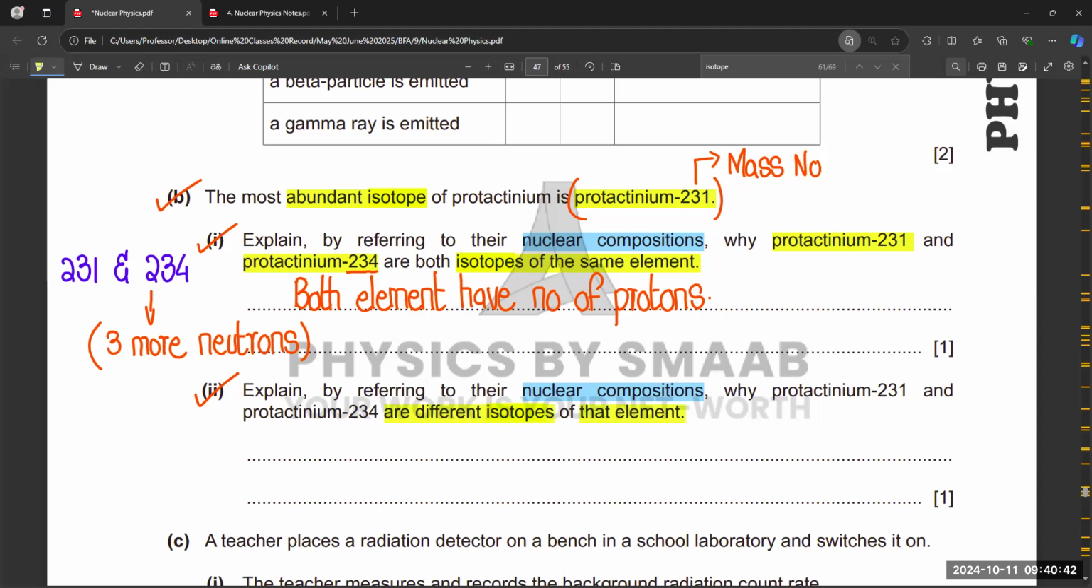So now we have to write that 234 contains three more neutrons. Or you can write that protactinium-231 has three fewer neutrons as compared to 234. Okay. So this is the answer to this type of question.